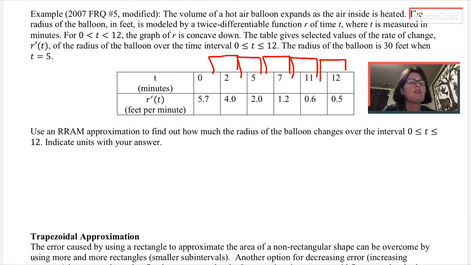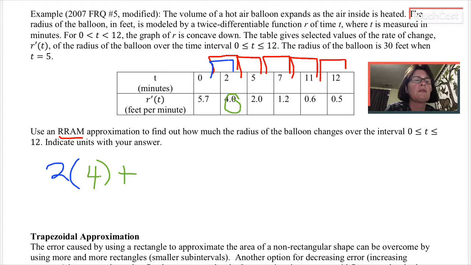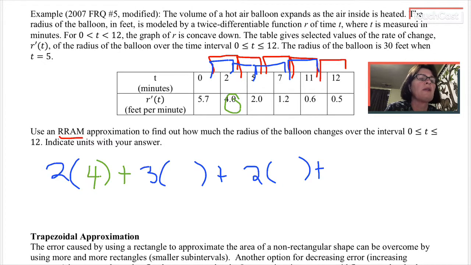So this is our first time making an RRAM approximation, I think, where the rectangles aren't all the same width. So it's going to be my job to figure out. RRAM means I'm going to use the right-hand edge of each interval. So I'm going to make my width in blue. The width of my first rectangle from 0 to 2 is 2. And the height, I'm going to use the right-hand height, 4, plus, maybe I'll do these all at the same time. The distance from 2 to 5 is 3. The distance from 5 to 7 is 2. The distance from 7 to 11 is 4.